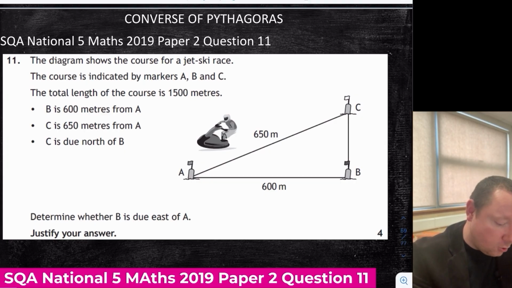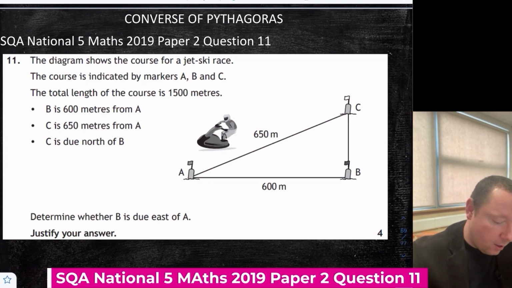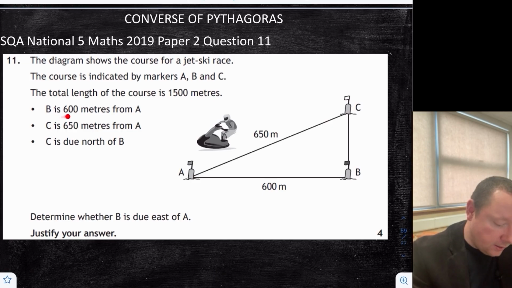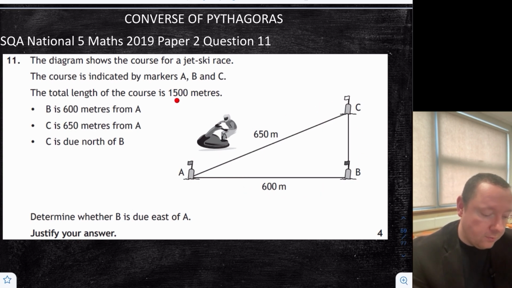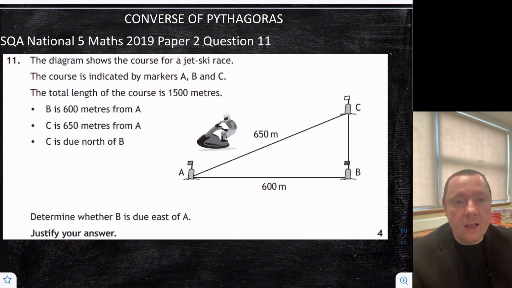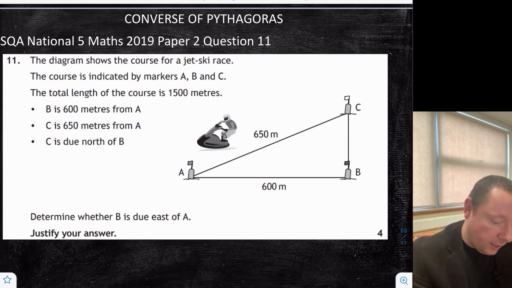Converse of Pythagoras. The diagram shows a jet ski race. The course is marked out by markers A, B, and C. It says B is 600 metres from A, C is 650 metres from A, and C is due north of B. Determine whether B is due east of A. Well, if it is, it will be a right angle. Now, you cannot use Pythagoras to get this missing side, because you're going to try and prove it's a right angle. So we'll start off with the fact that the whole course is 1500. 600 plus 650 is 1250. We take that away from 1500 to get 250 metres, and we just mark that on. We know that's definitely 250.